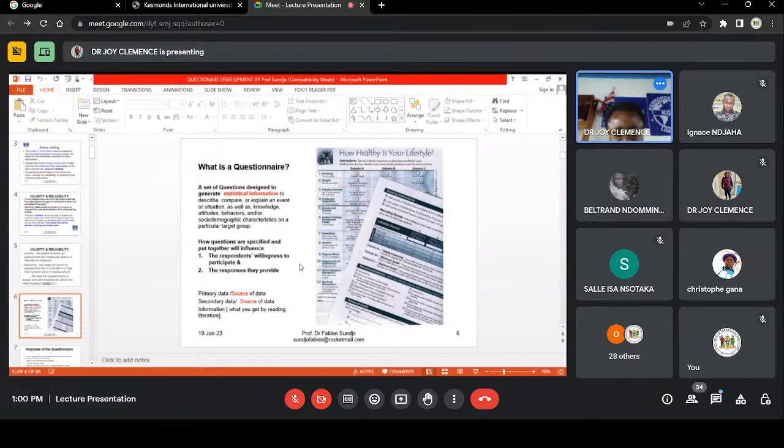Why do we need a questionnaire? Why is a questionnaire important? Why is the instrument called questionnaire more relevant than other instruments?